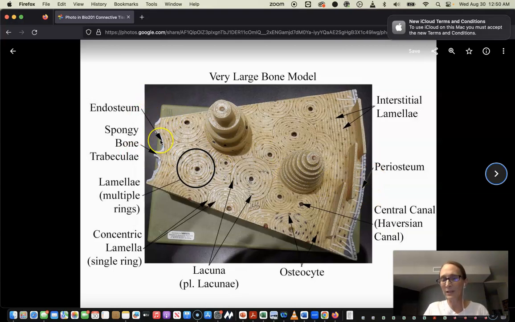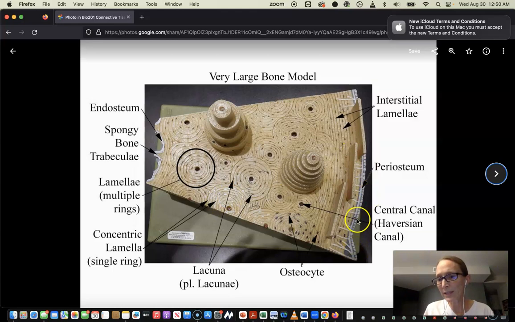So let's say this was one of your long bones. If you were taking that cross section, here would be the very inside of your long bone where the bone marrow would be. And then here the compact bone would go all the way around. This would be if you were doing a cross section through one of these long bones.